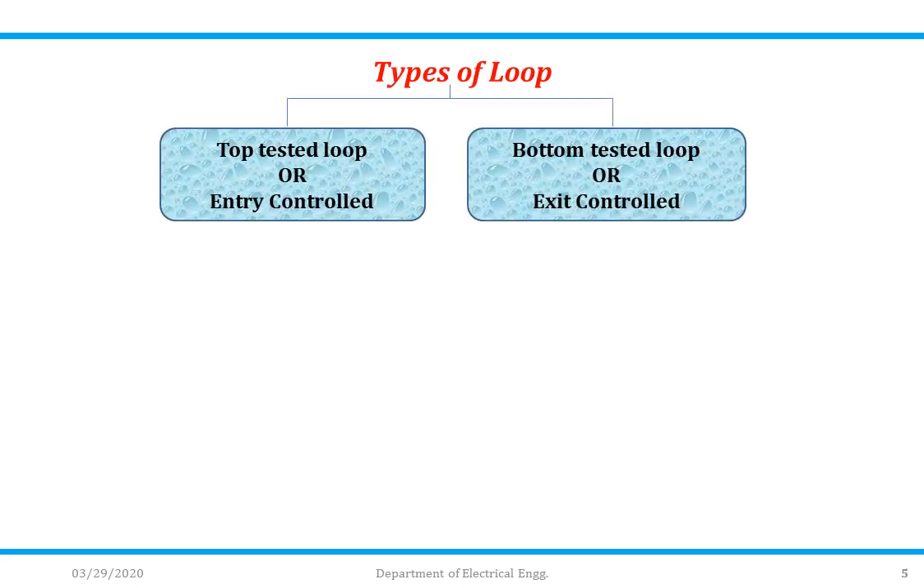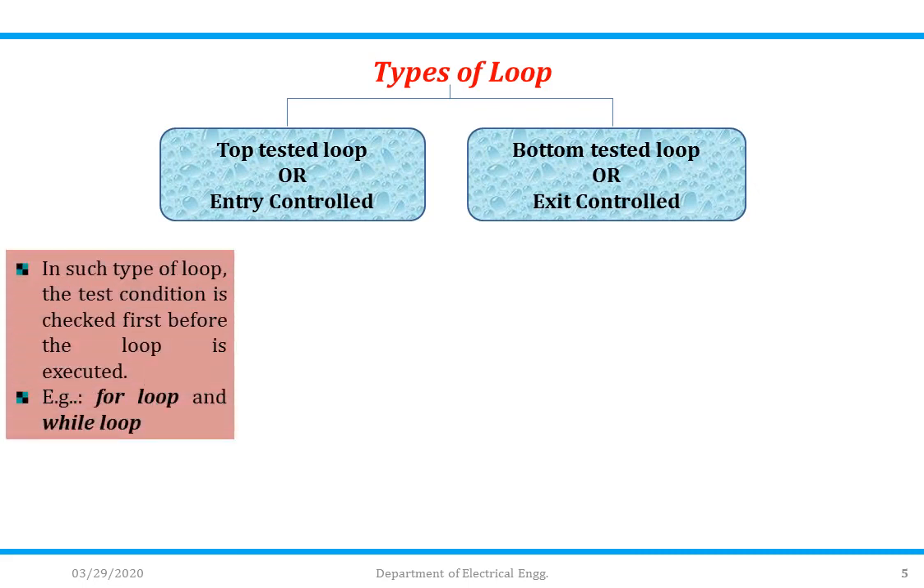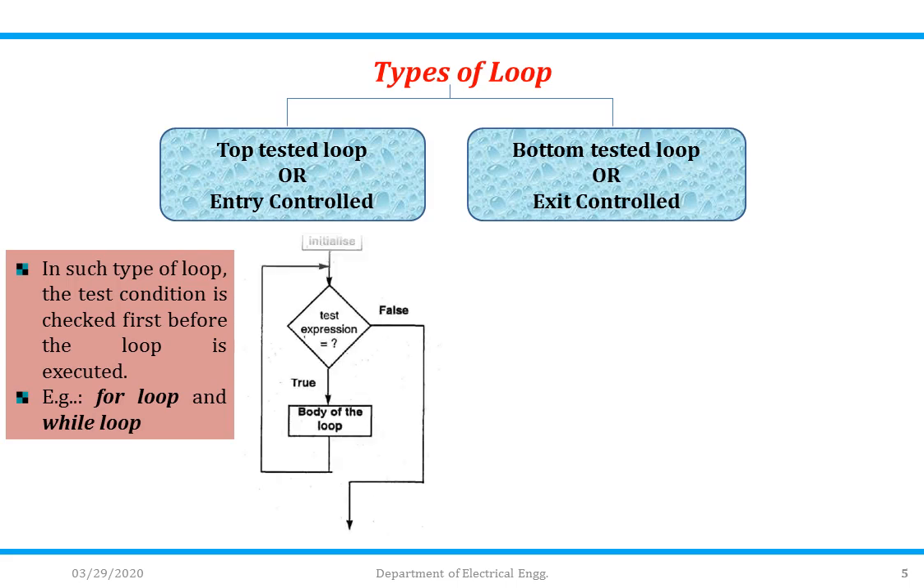Now let's discuss the types of loops. There are two types of loops: top tested loop or entry control loop, and bottom tested loop or exit control loop. Let's discuss the meaning of entry control loop. In such a type of loop, the test condition is checked first before the loop is executed. Examples of this type of loop are the for loop and the while loop.